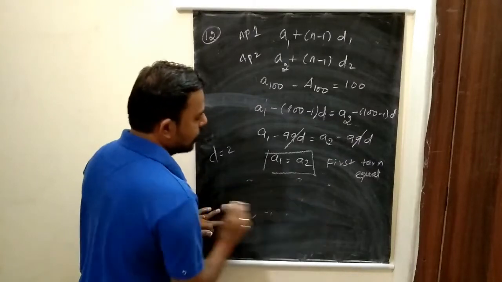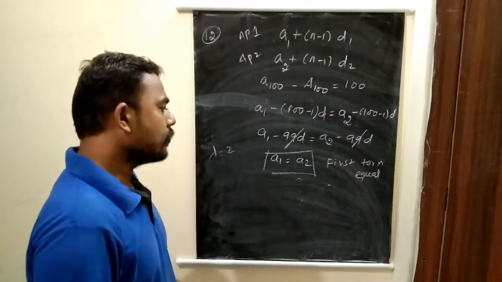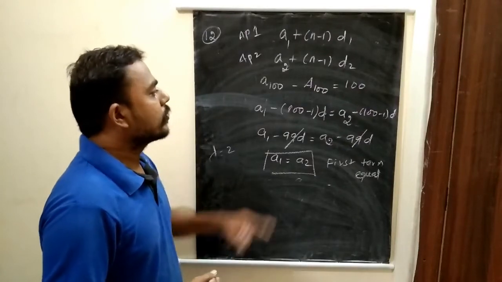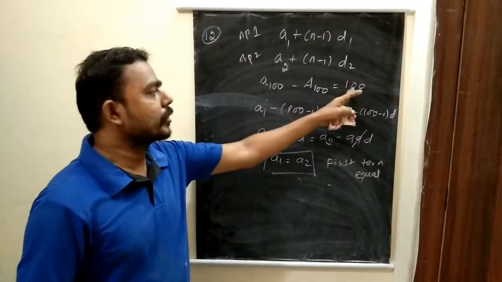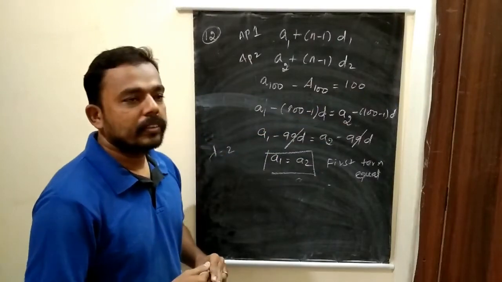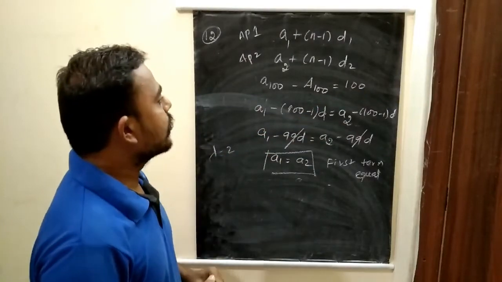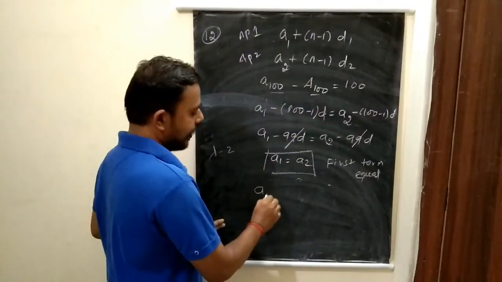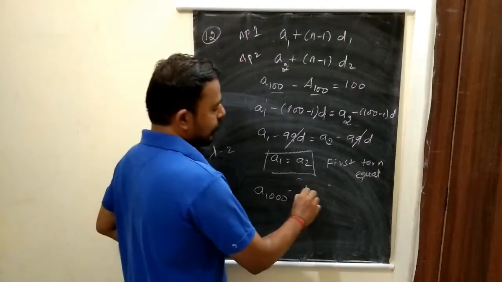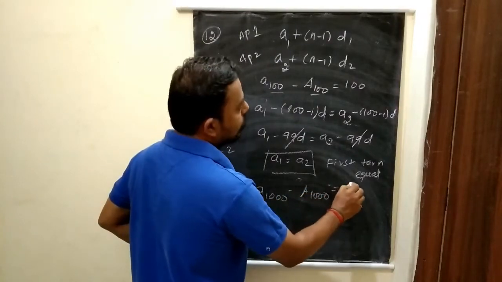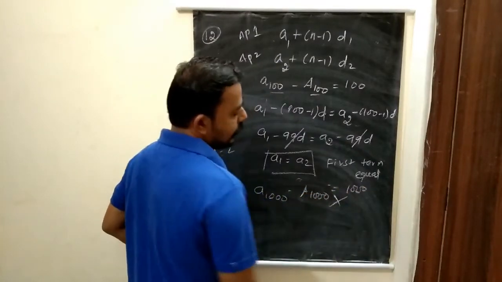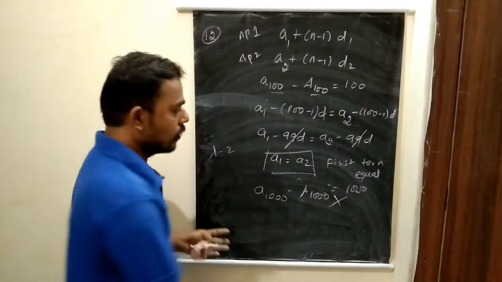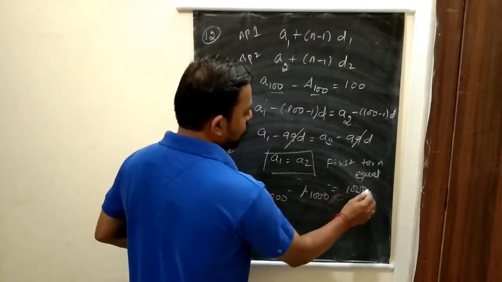So from this what you can learn: the first terms are equal. The difference between the 100th terms is 100. Similarly, the difference between the 1000th terms, don't write it as a1000 minus capital A1000 equals 1000. Don't write like that. The number is also equal, the difference is also equal. So automatically this one is also 100.